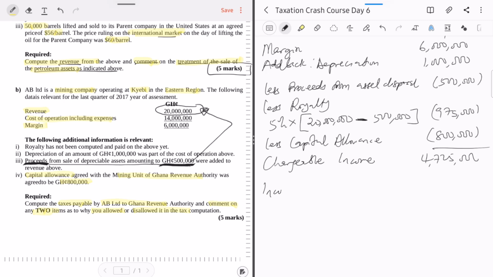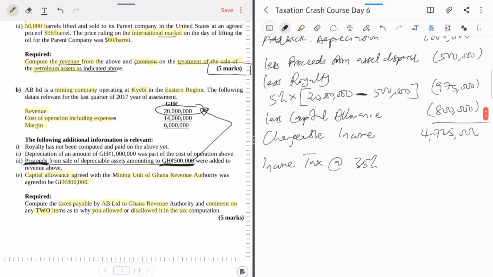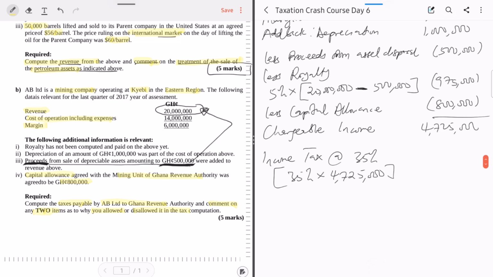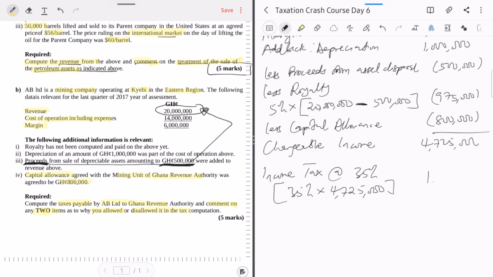Then I'll say income tax at what? Mining companies, what was the rate? 35%. So I apply 35% to 4,725,000. What does that give me? Times 0.35, that gives me 1,653,750. And this is the amount of company income tax payable by the mining company.